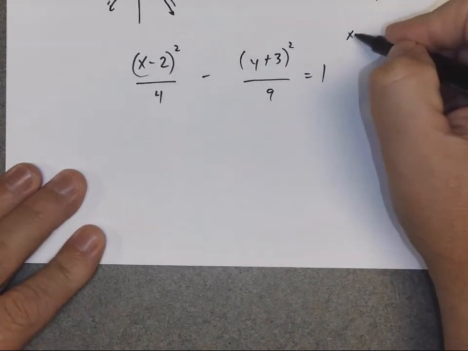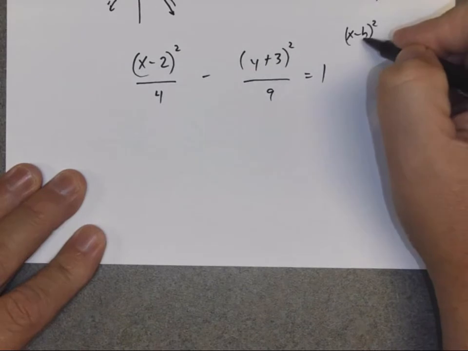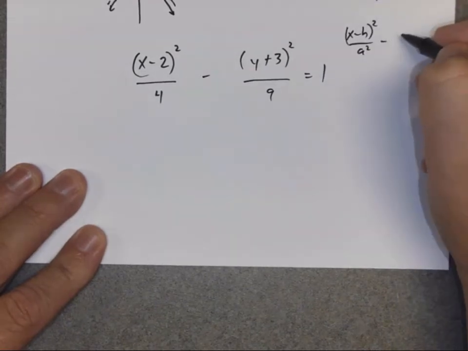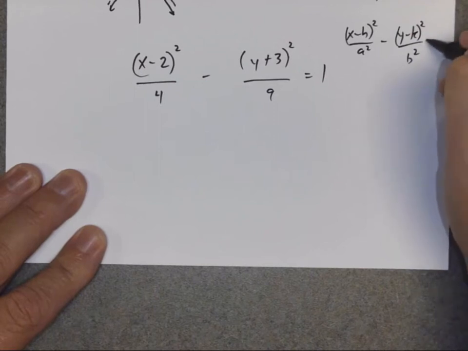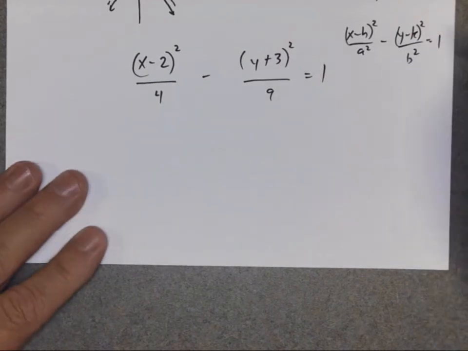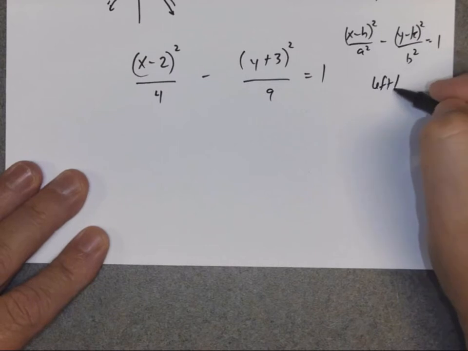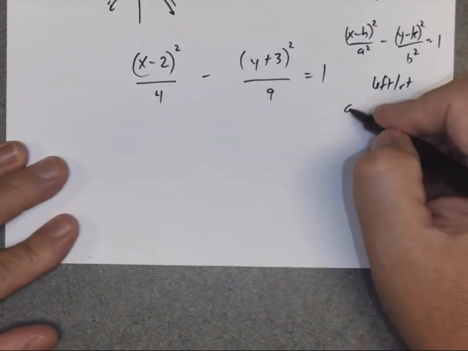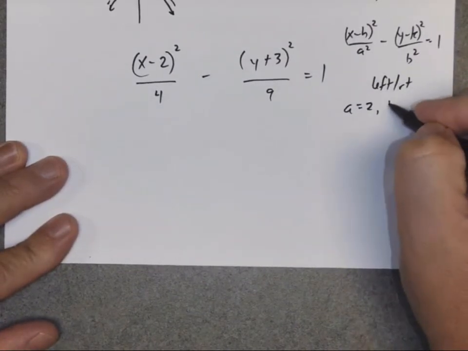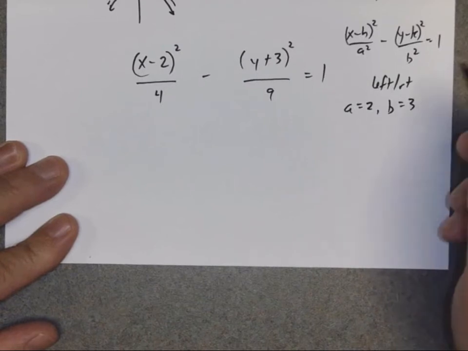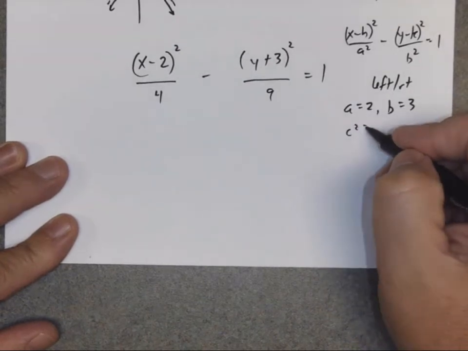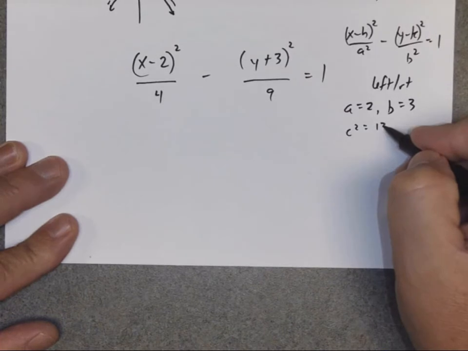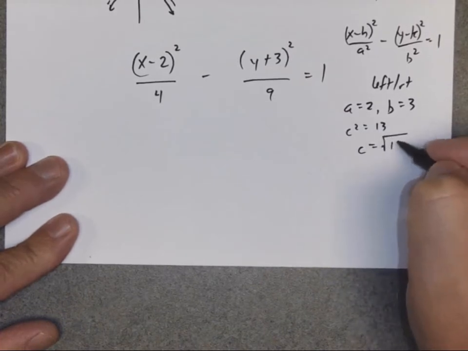So it's going to be the x minus h squared over a squared minus y minus k squared over b squared equals 1. So this is going to be a left or right hyperbola, since the x is the positive term. Looks like a is going to be 2, b is going to be 3, c squared is going to be 13, so c is square root of 13.